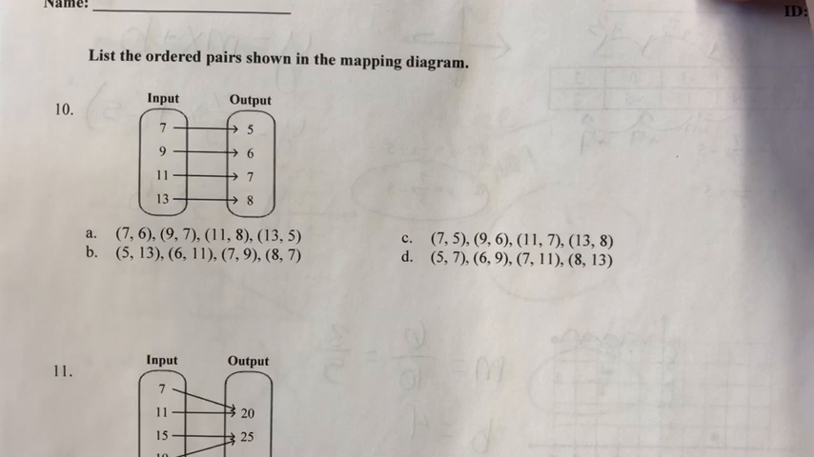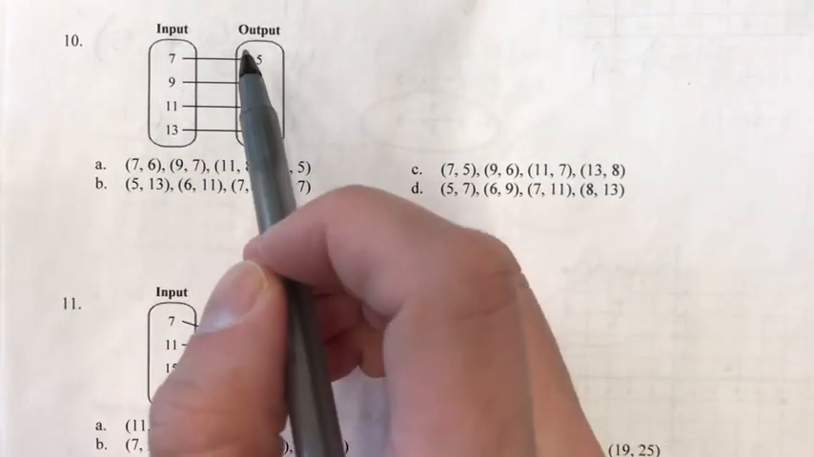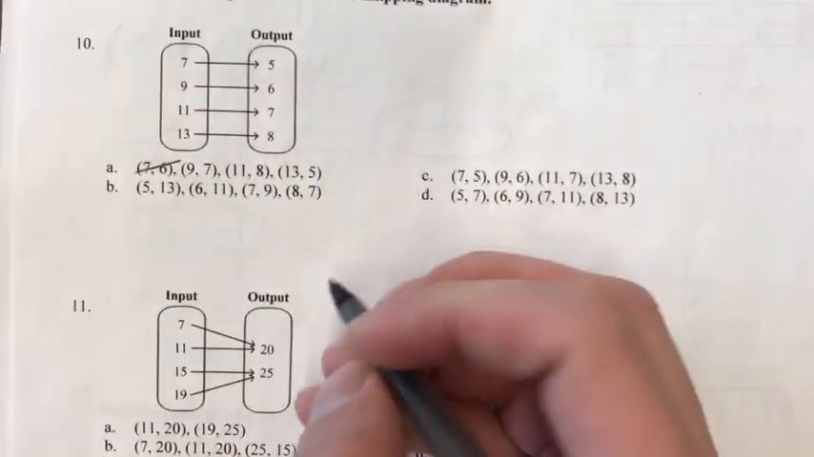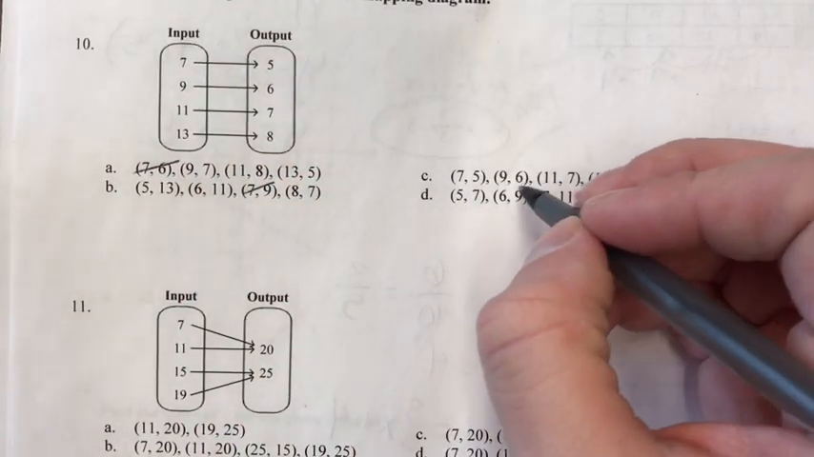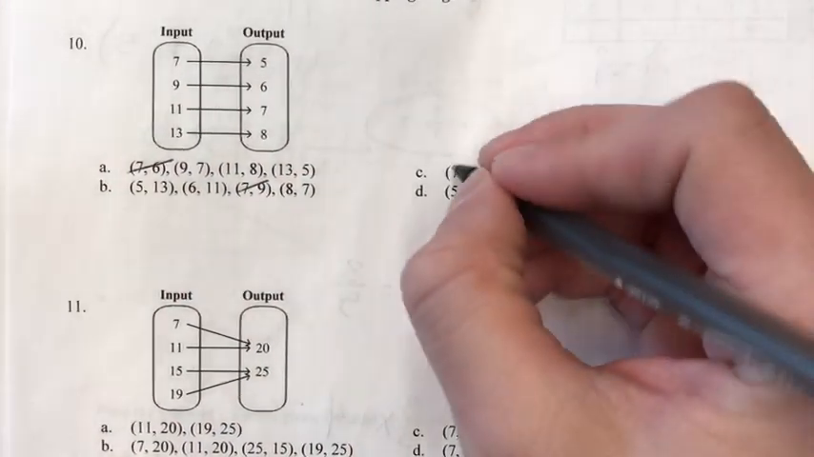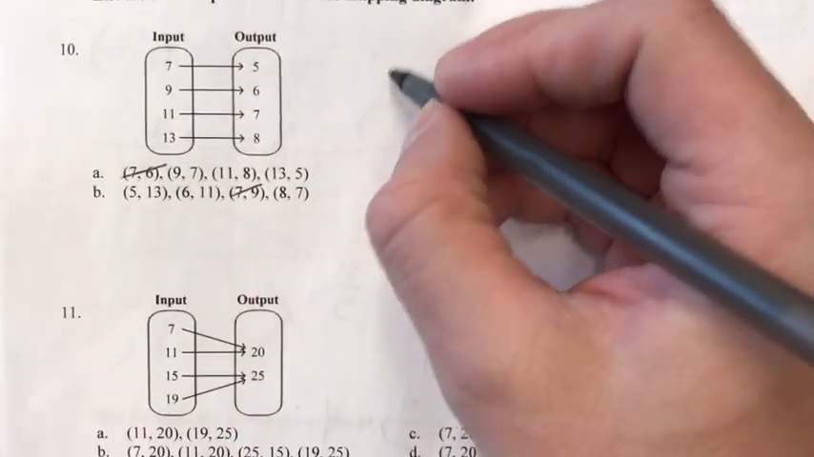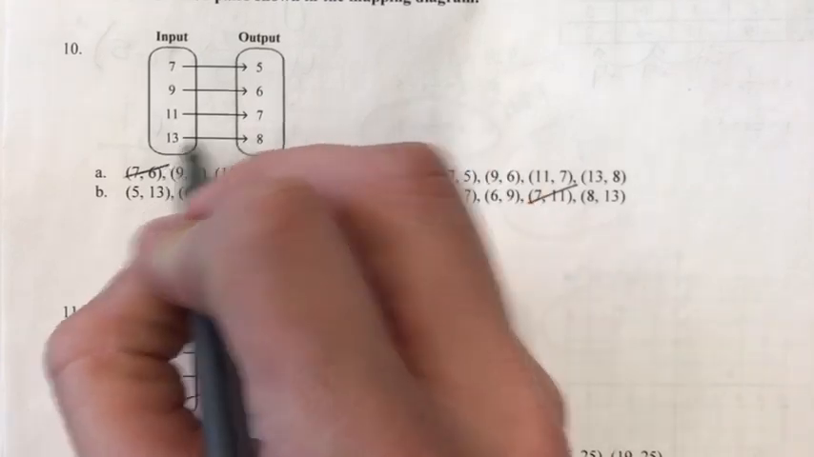List the ordered pairs shown in the mapping diagram. These are easy. This is going to take a minute. 7 goes to 5, which makes you wrong, which makes you wrong, which makes you right, and makes you wrong. Well, okay. Basically, you get the points (7, 5), (9, 6), (11, 7), (13, 8).